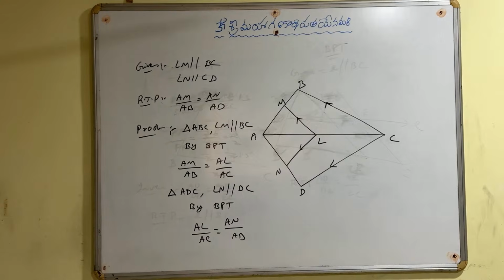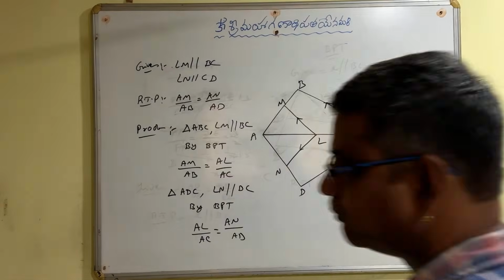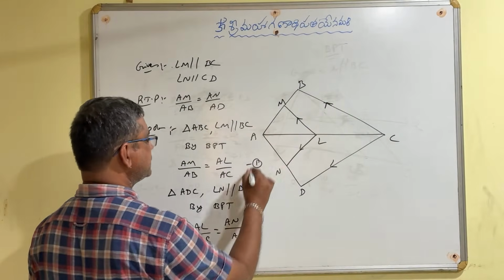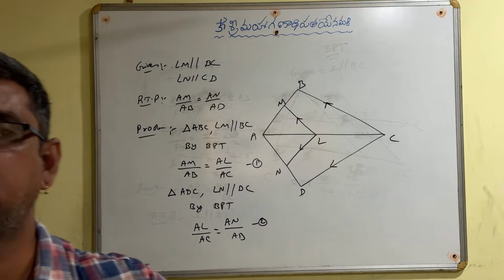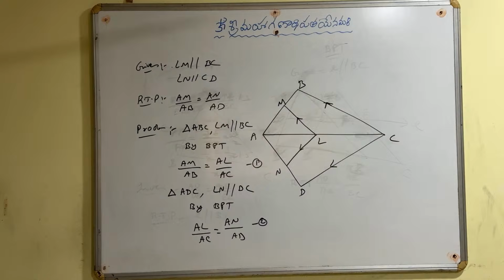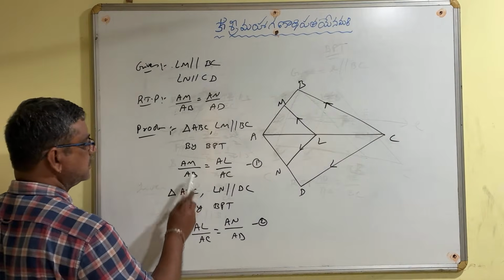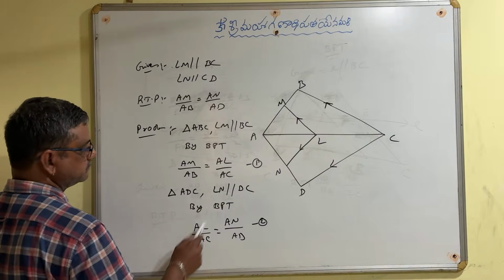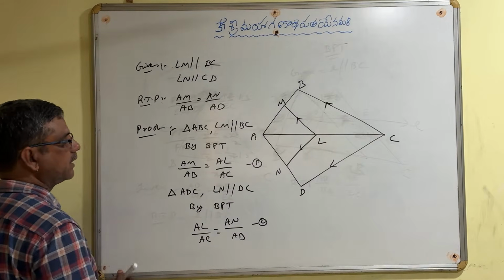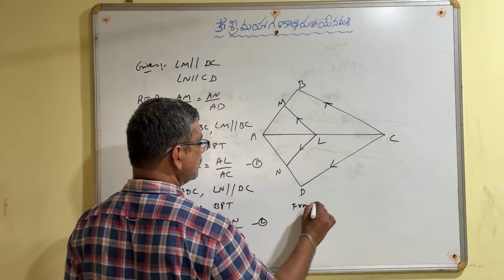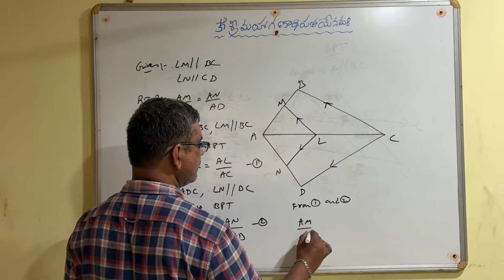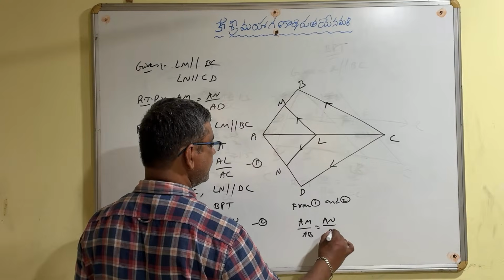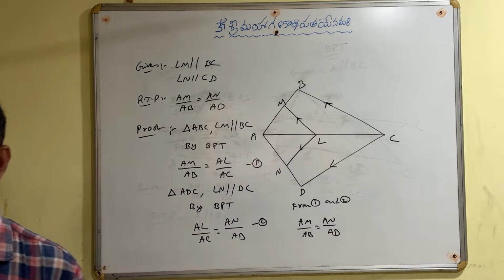Now, we got two equations over here. From 1 and 2, what can we write? Things which are equal to the same thing are equal to one another. So from 1 and 2, AM by AB is equal to AN by AD. The problem is done.